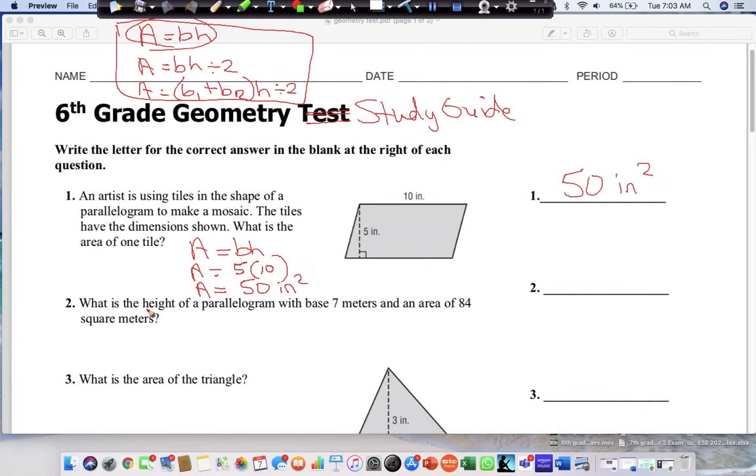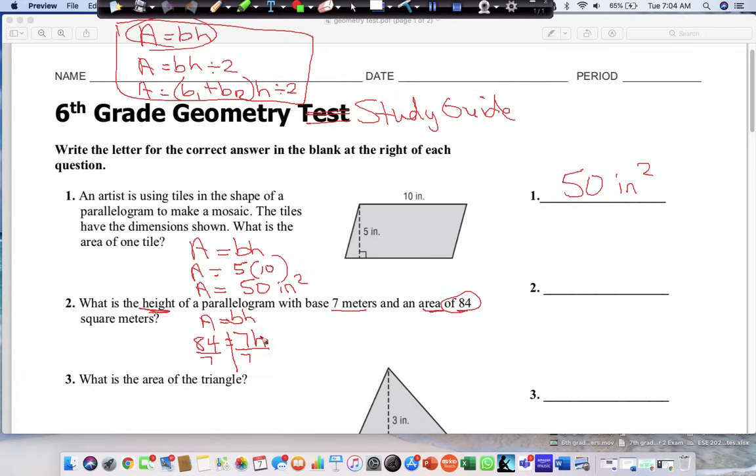Number 2 says, what is the height of a parallelogram with a base of 7 and an area of 84? So we have area equals base times height, because that is the formula for the area of a parallelogram. It gave us the area, which is 84, so I have the A, and it gave us the base, which is 7, so I have the B. What I don't have is my H. So 84 is equal to 7 times H. To find out what my height is, I just have to divide both sides by 7. You guys know how to solve equations now. We did that in the last chapter.